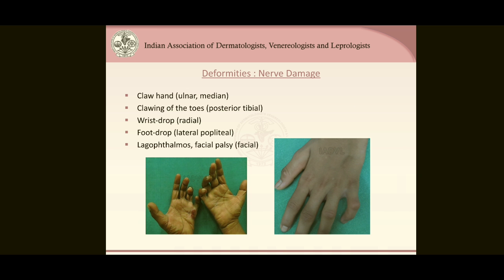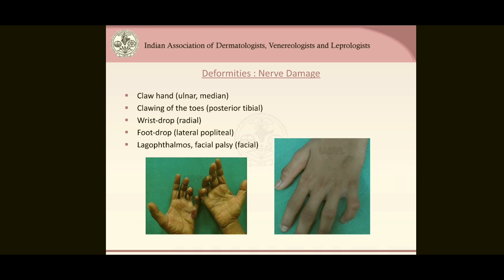First, it can be claw hand. If only one nerve is involved, then it is partial claw hand, either ulnar nerve or median nerve. If both are involved, then it is called complete claw hand. Clawing of the toes due to the involvement of the posterior tibial nerve. Wrist drop is due to the radial nerve. Foot drop is due to lateral popliteal nerve. Lagophthalmos or facial palsy due to the facial nerve involvement.